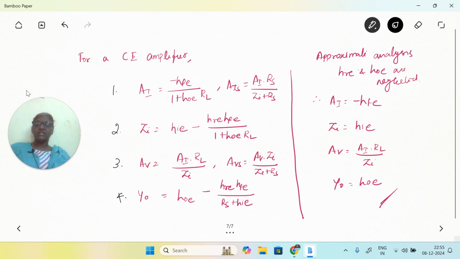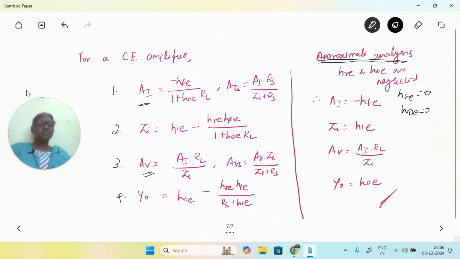You can also calculate the current gain and voltage gain with source, called AIS and AVS, by applying the voltage and current division rule. And there is another simplified version of this, which we call the approximate analysis of the H parameter model. In the approximate analysis, two H parameters are neglected: HRE, the reverse voltage gain, and H0E. Usually the values of HRE and H0E are very small, negligible. So we assume that HRE is equal to 0 as well as H0E is equal to 0.